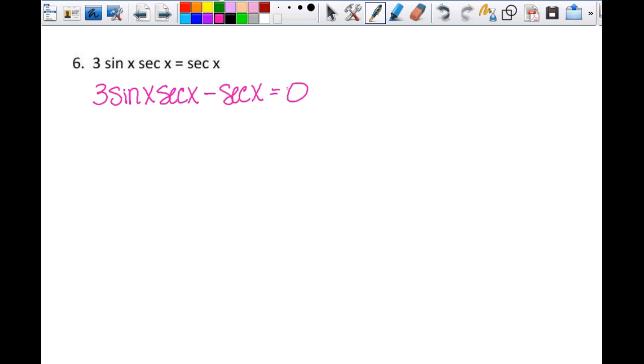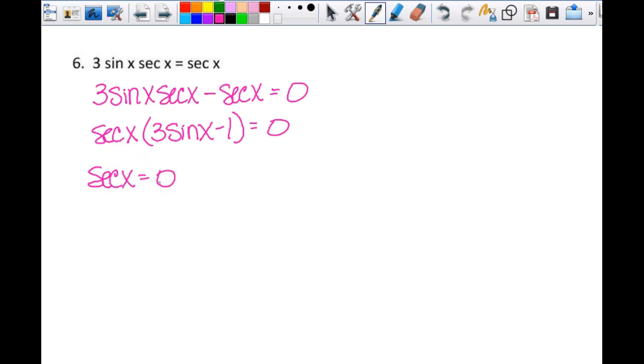Then can I proceed? Yes? What can I do? Factor out. Good. I'm going to factor out the secant x. You get secant x times 3 sine x minus 1 equals 0. So then I take my two factors and I set them both equal to 0. So secant x equals 0 and 3 sine x minus 1 equals 0. So now I have sine of x equals 1/3. And then I have this secant x equals 0.